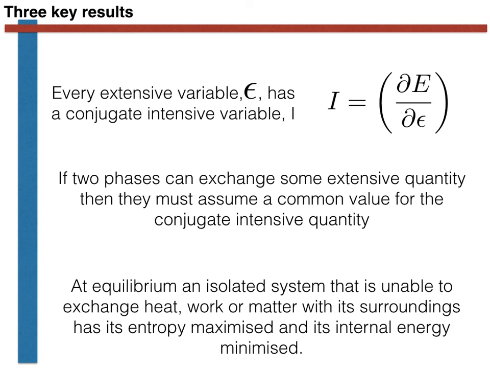Lastly, we have shown that an isolated system that is unable to exchange heat, work, or matter with its surroundings has its entropy maximized and its internal energy minimized if it is at equilibrium. This final result is hugely important because it is in many ways the start point for the statistical mechanics that we will study in the later parts of this course.